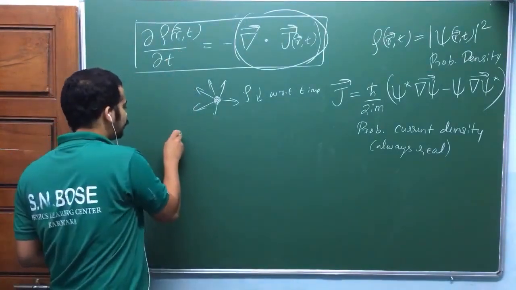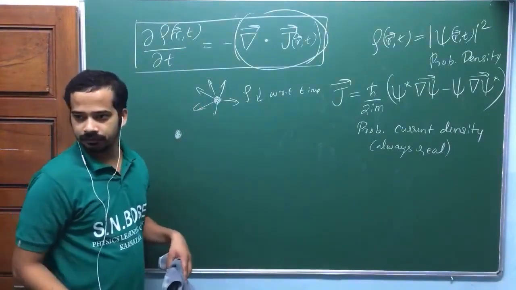Suppose at some region of space, probability density is increasing with respect to time.